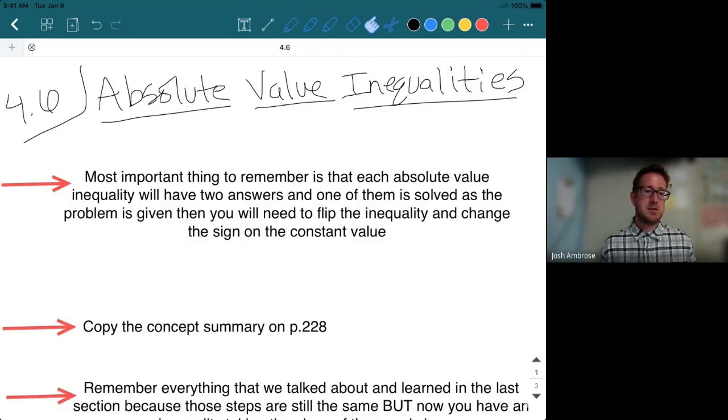And so when you're given the original problem, you have to make sure that you treat that original problem kind of as is, and you're going to see what I mean by that. But then you're going to create another problem when you flip the inequality sign, and then you change the sign of the constant value that's by itself.